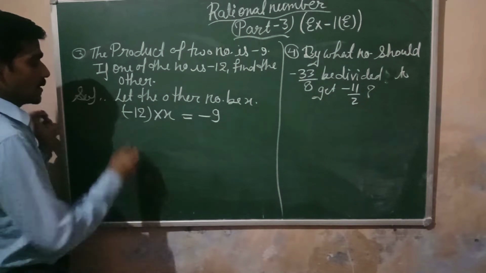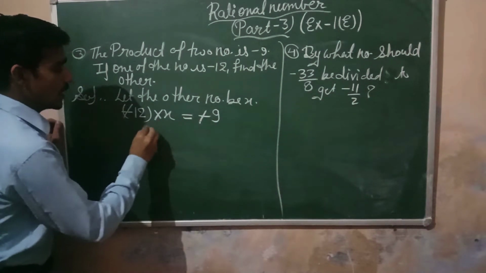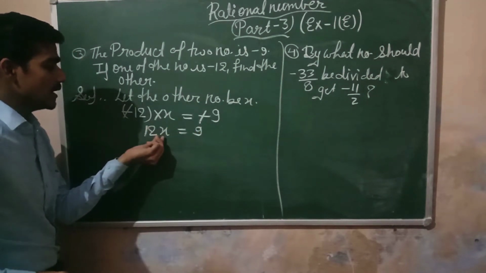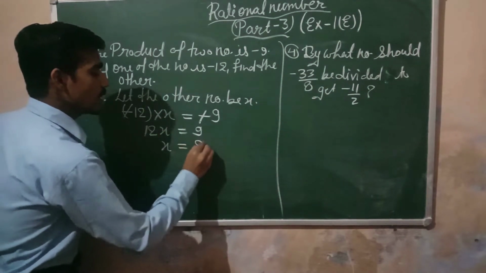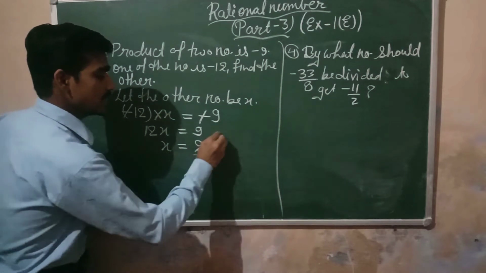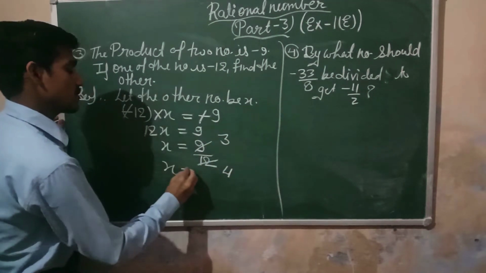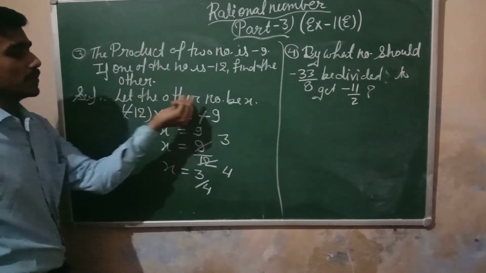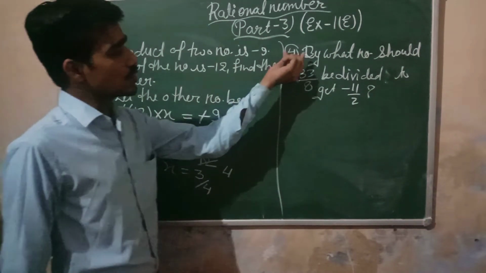Clear? Minus minus cancel. 12 x is equal to 9. Here multiply converts into divide. x is equal to 9 upon 12. 3 times 3 is 9, 3 times 4 is 12, and x is equal to 3 upon 4, meaning the other number is 3 upon 4. Clear? And see question number 4.